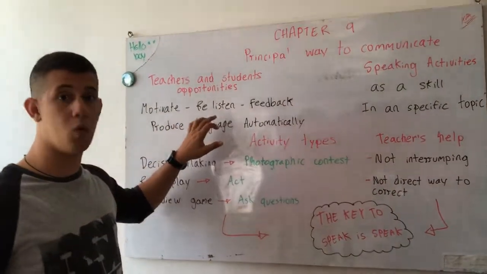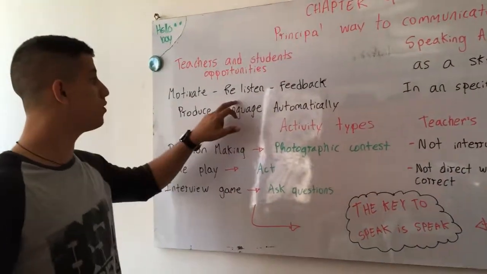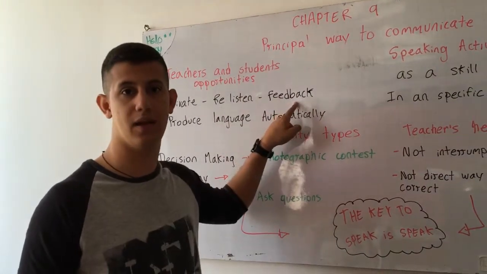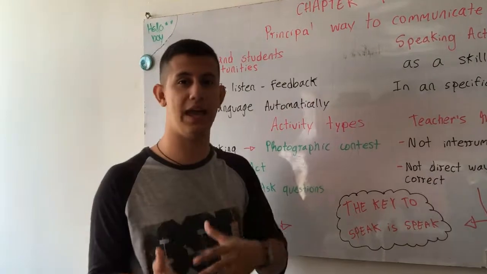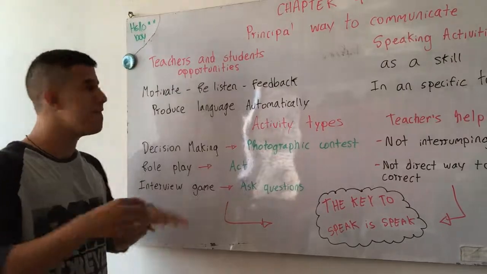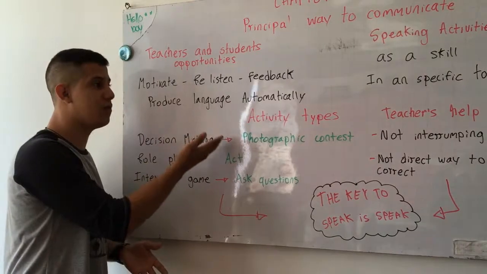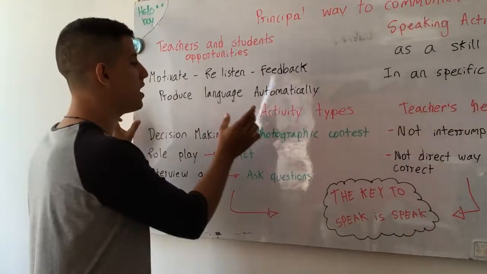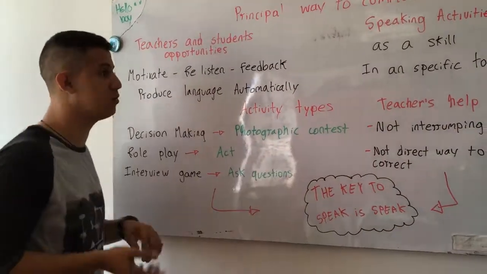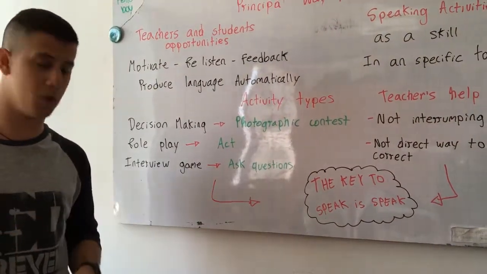Then once they are trying to speak or sharing a message, you have to re-listen to what they said and give feedback in order to correct some mistakes, pronunciation, articulation, or whatever. But for what? What is the purpose of that? Well, the main goal is to produce language automatically, because your students want to take this into account. Produce language automatically, without thinking, without translating while they are speaking. So that's the main process.